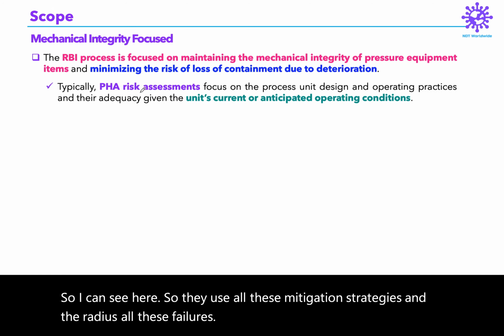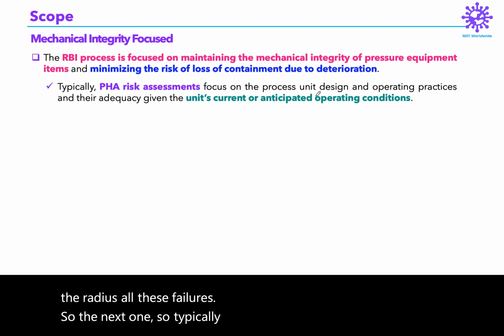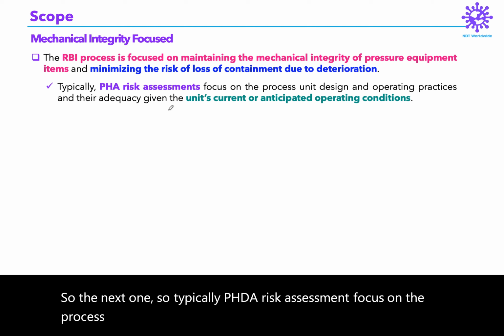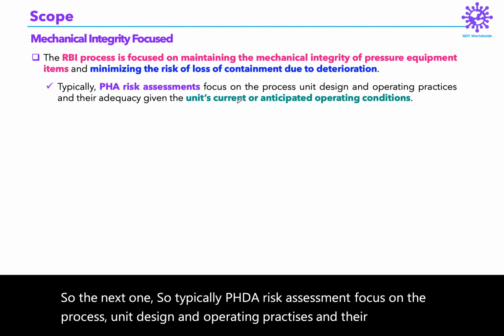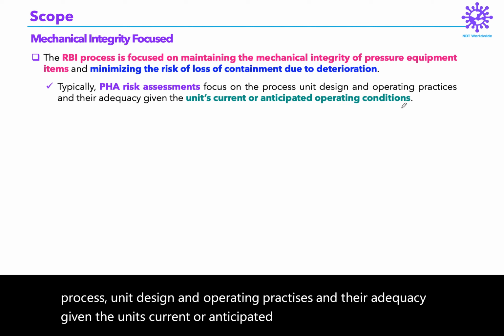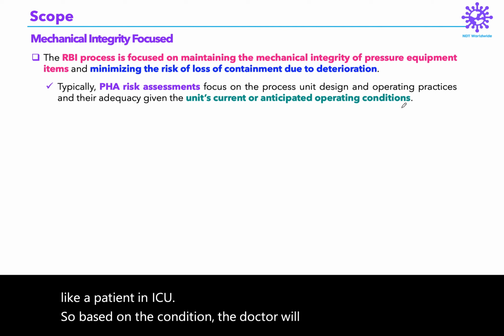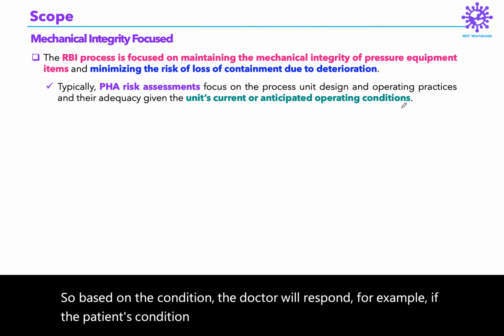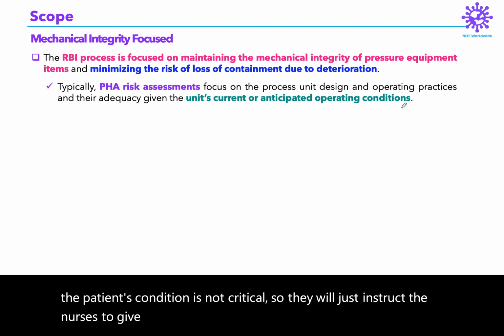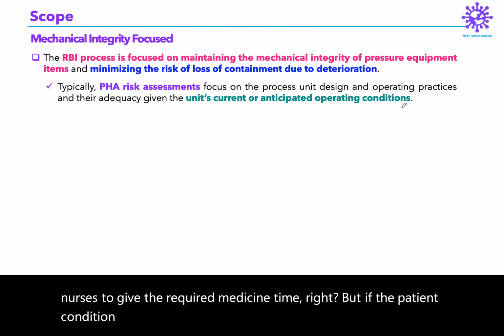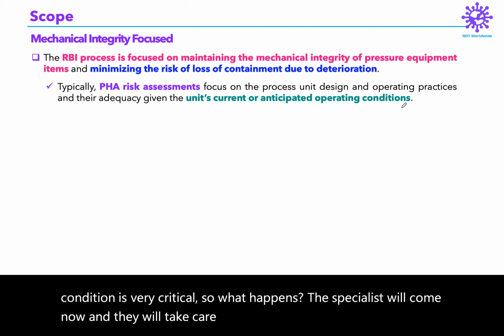So the next one, typically PHA risk assessment focuses on the process unit design and operating practices and their adequacy given the unit's current or anticipated operating conditions. Same like a patient in an ICU. Based on the condition, the doctor will respond. For example, if the patient condition is not critical, they'll just instruct the nurses to give the required medicine on time, right? But if the patient condition is very critical, what happens? The specialist will come down and take care of the patient.